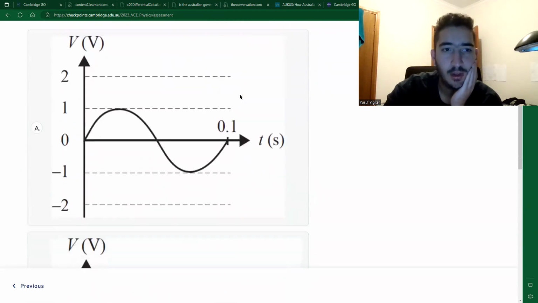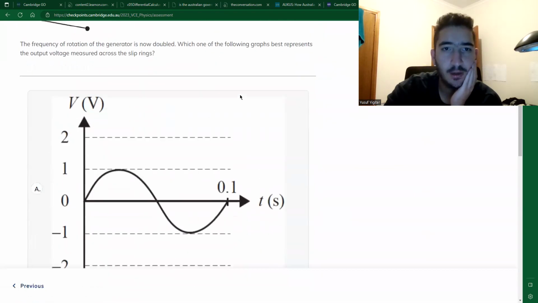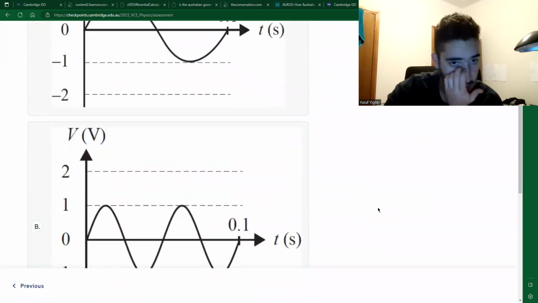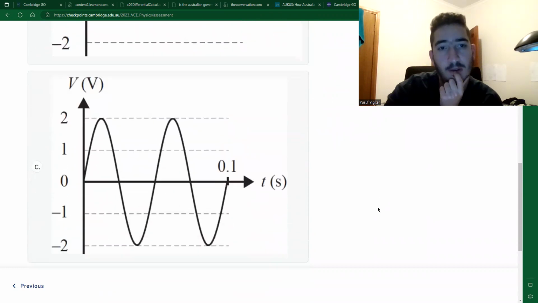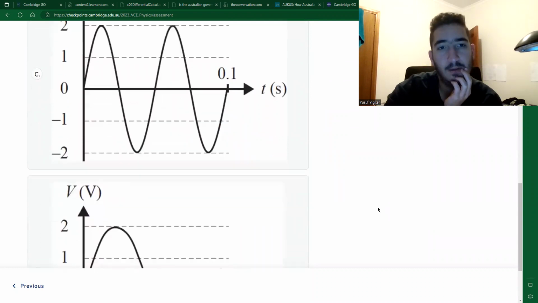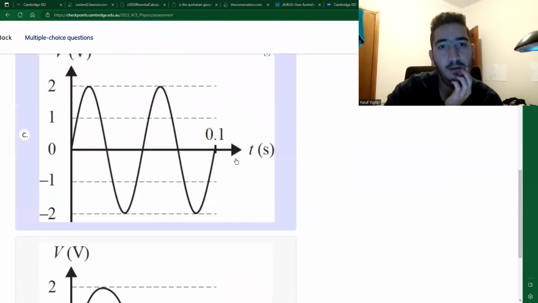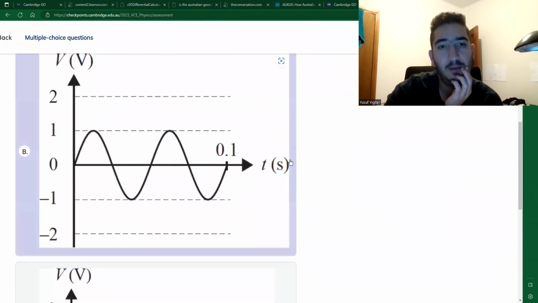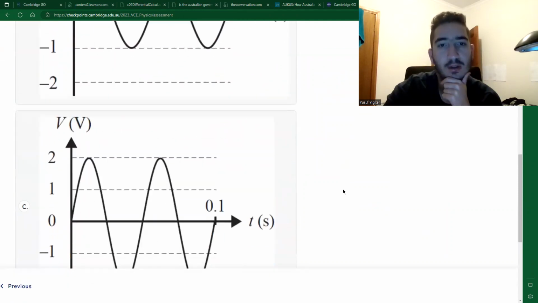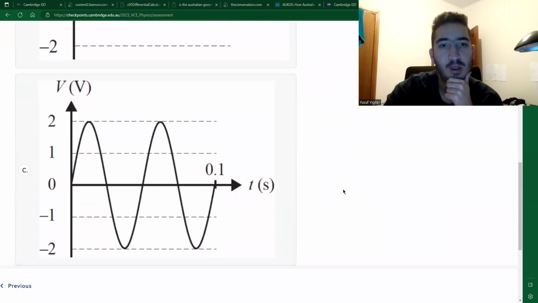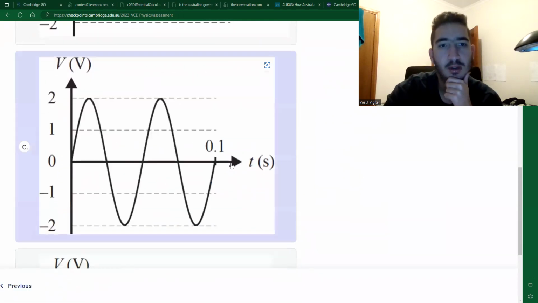That looks like the exact same graph. I don't think that's it. This does not look right, I believe. It's got to be more compressed. Oh, maybe no, this does look right. It does look right because it's been doing more cycles in 0.1 second. And a higher amplitude as well. So I'm guessing it's this one.